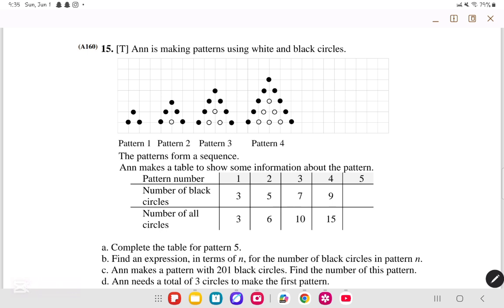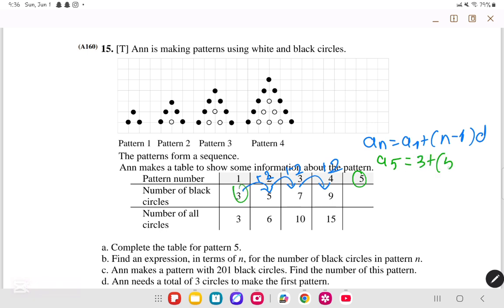Anne is making a pattern using white and black circles. The patterns form a sequence and the table shows some information about the pattern. As you can see, the number of black circles is increasing constantly by 2. So the common difference is what? The common difference is 2. So using the equation an is equal to a1 plus n minus 1 times d, we need a5, which is equal to a1, which is 3, plus 5 minus 1 times the common difference, which is 2. So 3 plus 5 minus 1 times 2, you will get the number over here to be 11.